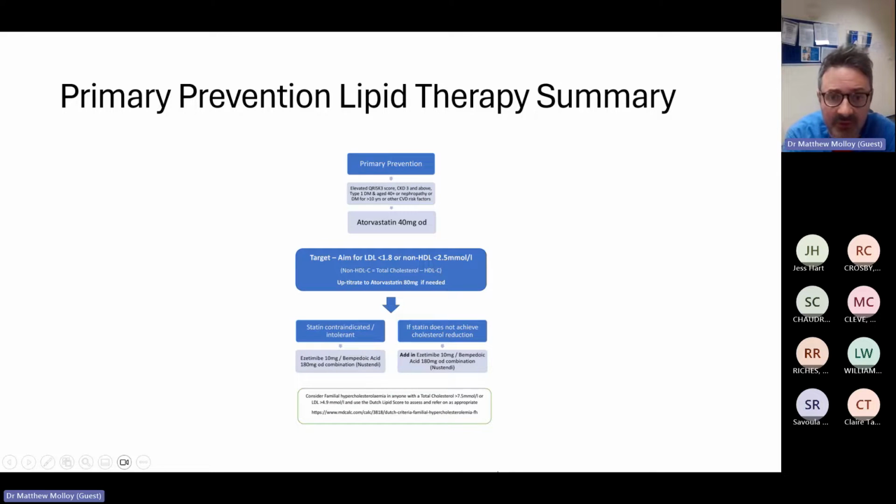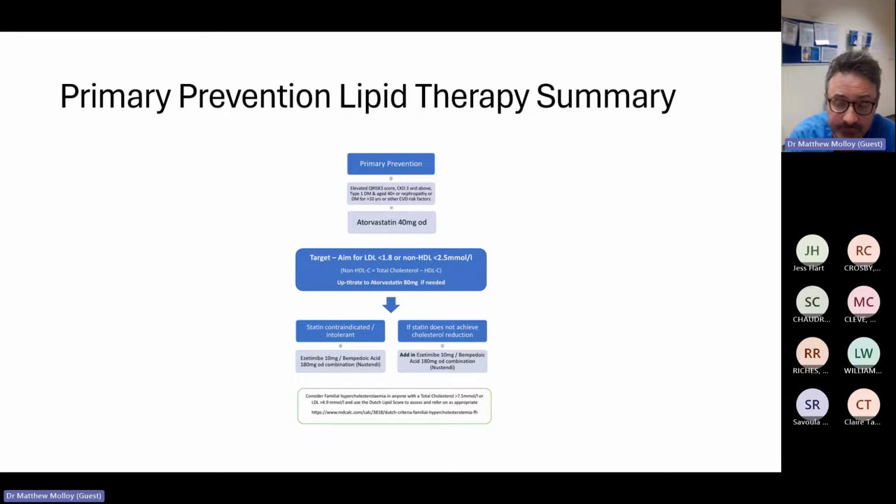Sorry, some of the writing is a bit small here. This is what we use in our PCN, which is adapted from the national guidance. This is purely primary prevention of lipid therapy. If the patient has an elevated QRISK3 score, if they have CKD 3 or above, if they have type 1 diabetes, if they're aged 40 or over, if they have nephropathy or diabetes for 10 years or other CVD risk factors, atorvastatin 40 milligrams is the one we use. If they don't tolerate it and we don't think it's a direct statin problem, we could try rosuvastatin 5 or 10 milligrams.